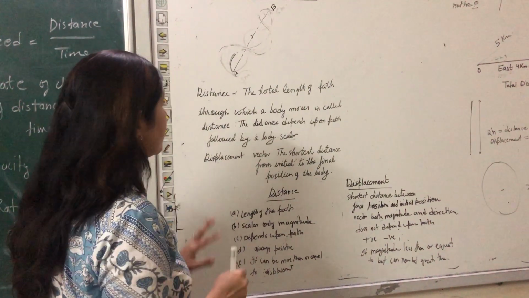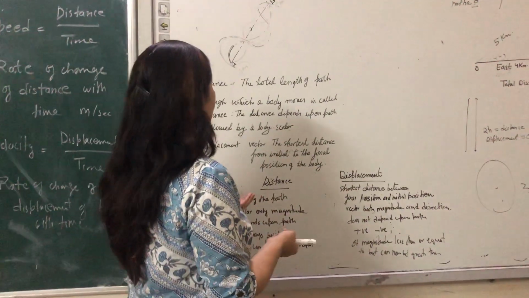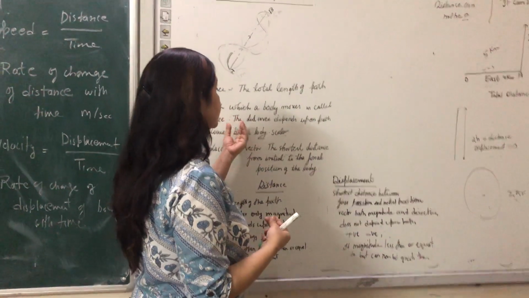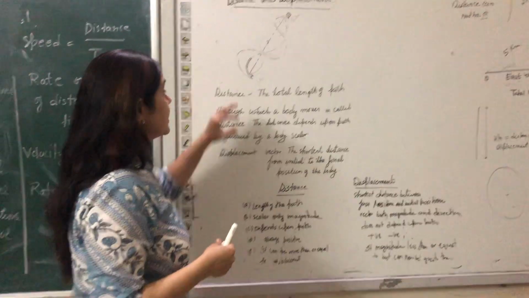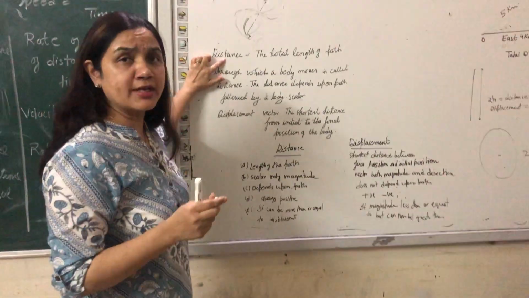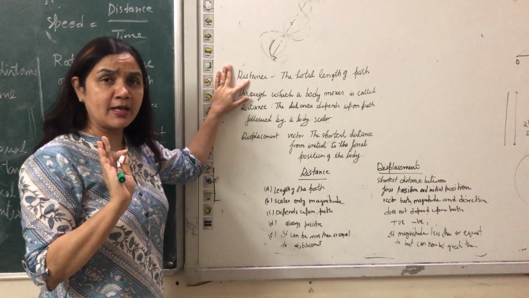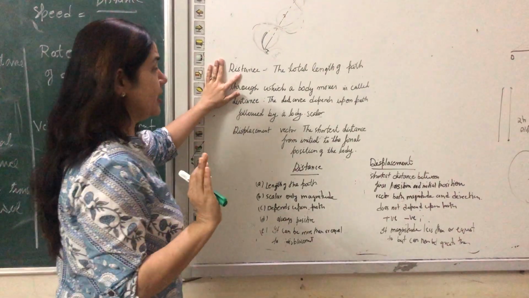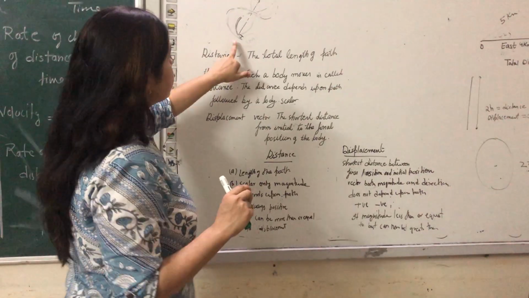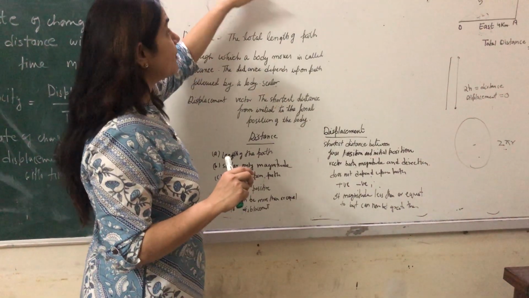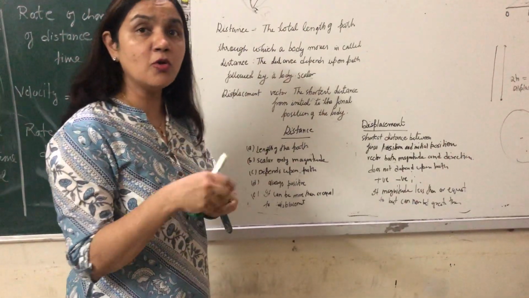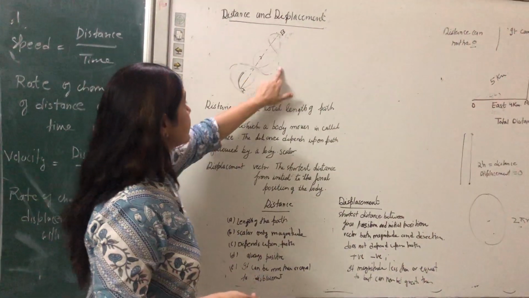So the total length of the path through which a body moves is known as the distance. That means distance is a scalar quantity, so the direction will not play an important role. It is independent of direction, but the distance always depends upon the path. That means which path the person is going to follow. He may go like this, he may go like this.